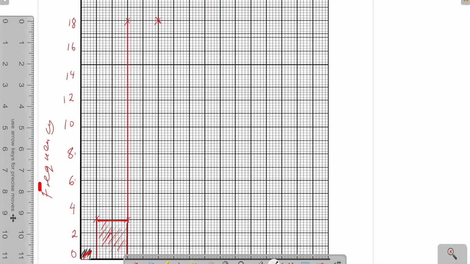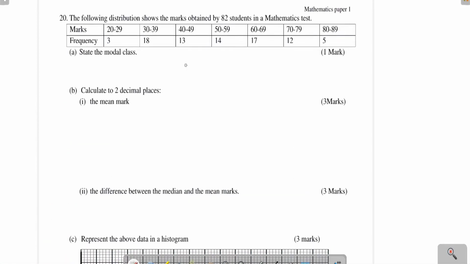And also here. Let's try this. Okay, so basically, there's another one. There's another bar. So let's continue 39.5 to 49.5, which is 13.